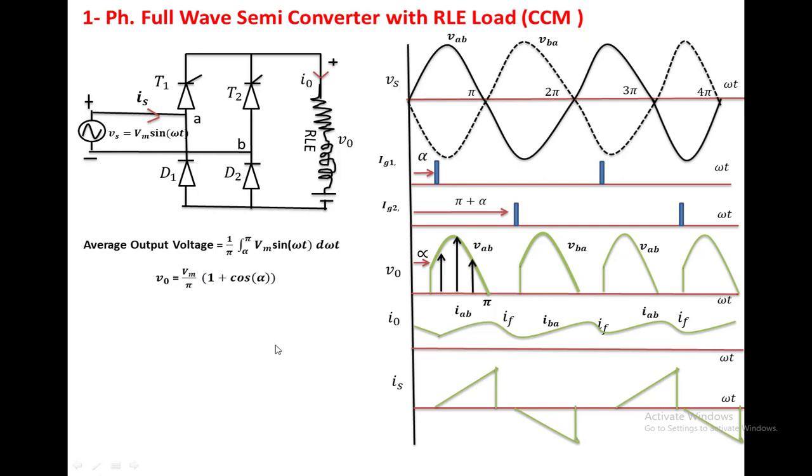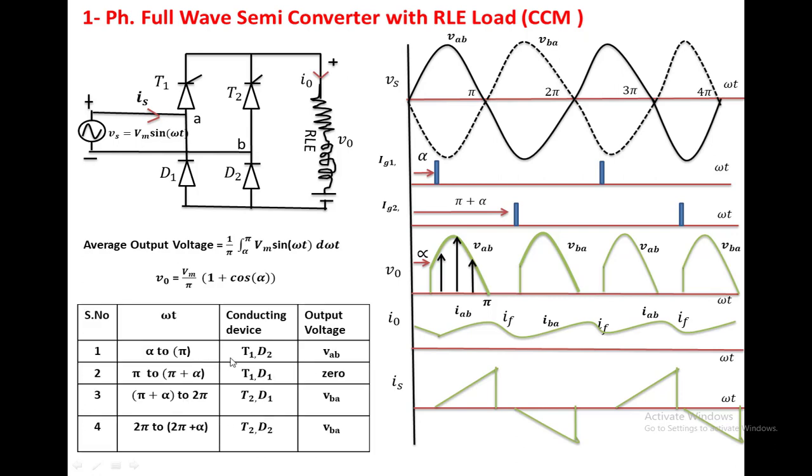Now we are going to put the same circuit operation in table form. From alpha to pi, T1 and D2 are conducting and the output voltage is VAB. From pi to pi plus alpha, on the same leg two devices, T1 and D1, are conducting, and the output voltage is 0. From pi plus alpha to 2 pi, T2 and D1 are conducting and the output voltage is VBA. From 2 pi to 2 pi plus alpha, T2 and D2 are conducting on the same leg, again two devices are conducting, and the output voltage becomes 0 here. This is freewheeling action.